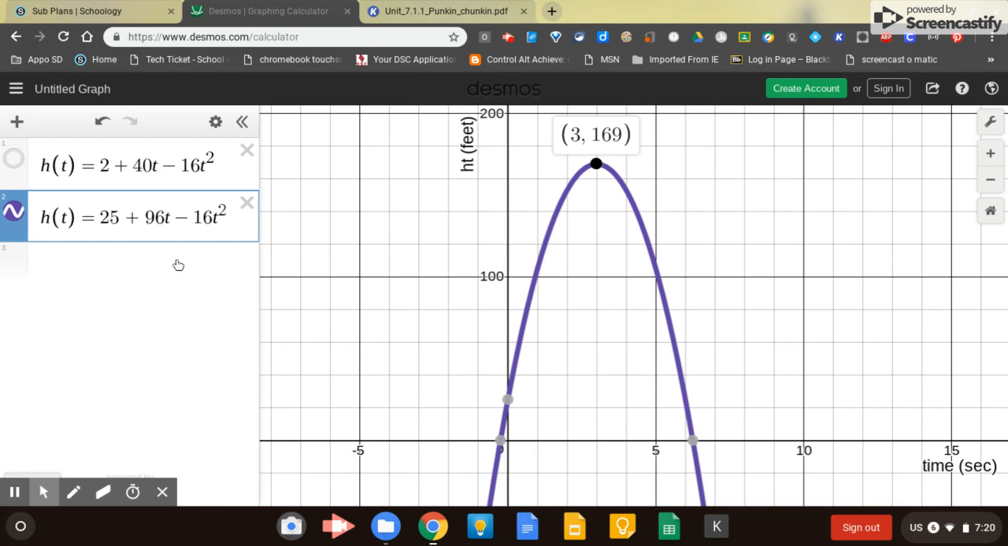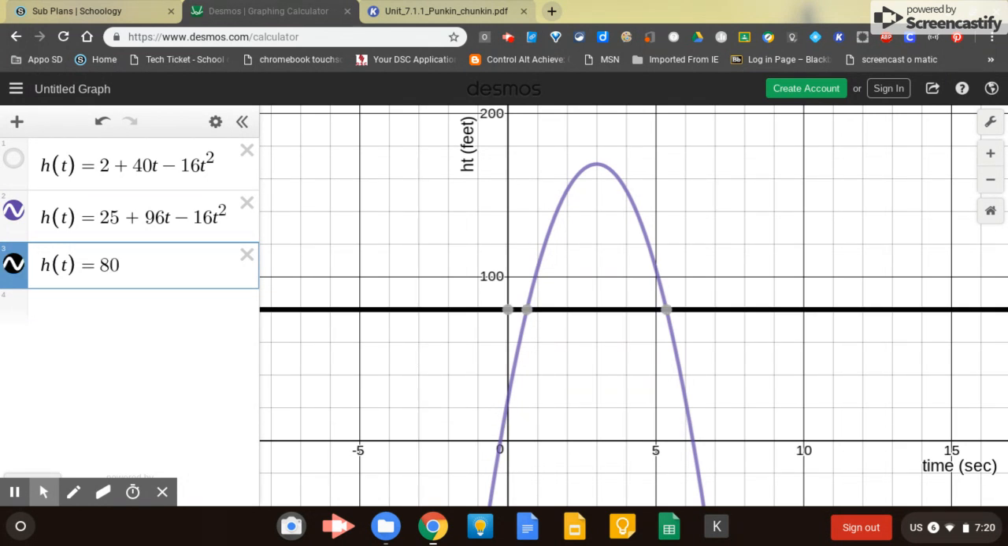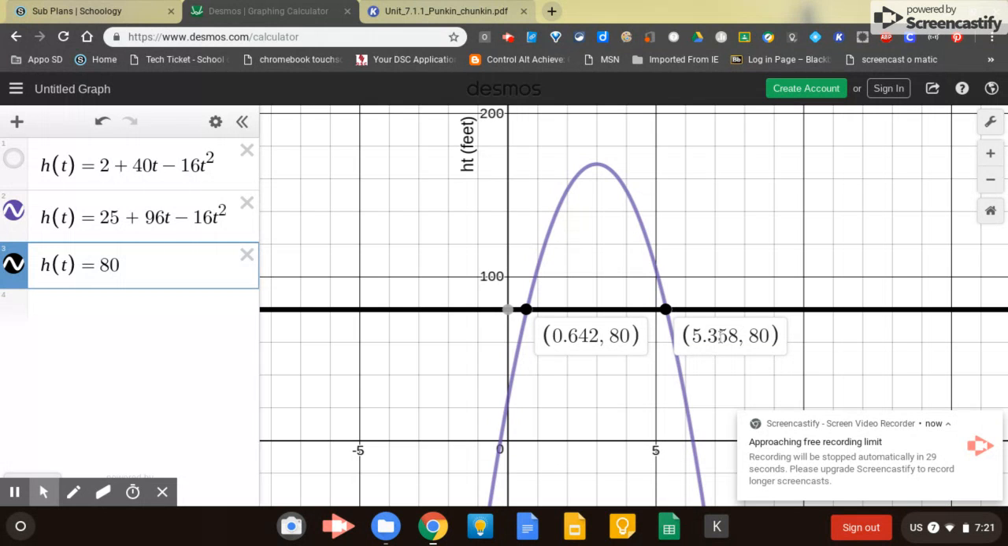So if I wanted to now know, let's say, when is this pumpkin going to reach 80 feet? This line right here, this black, see, I've got black and this is black. It's here and here. So it's going to reach 80 feet at 0.642 seconds, approximately 0.6. You could say 0.64. You don't need to put all of that out. And then 5.36 seconds. So that's how you would find some of these.